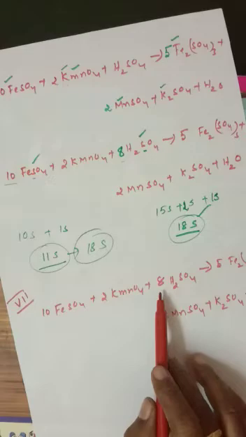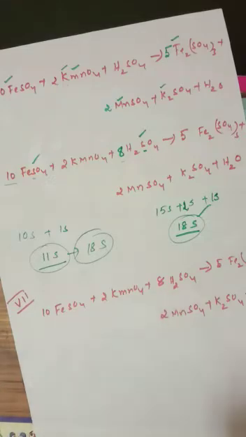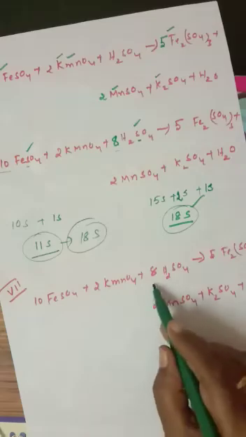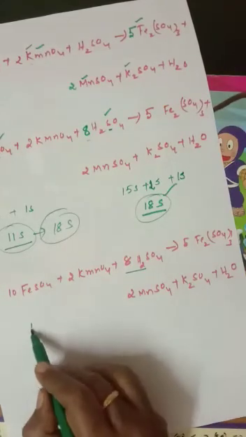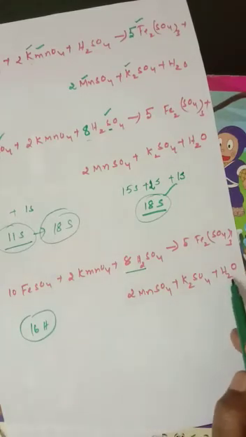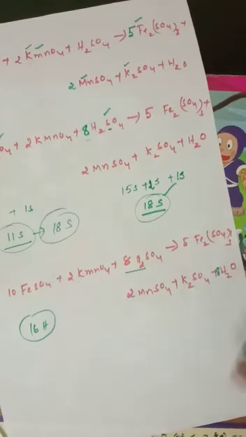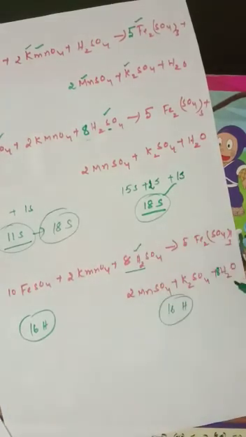See here, on the left side totally 16 hydrogen is present. Yes or no? Hydrogen we want to balance. So totally 16: 8 2s are 16. So 16 hydrogen on the left side. Right side, how much? Here only 2 hydrogen. So if you want to balance, shall I write 8 here? If I write 8, then 8 2s are 16. Here also 16 hydrogen. So now the hydrogen is also balanced. Last one we want to see.